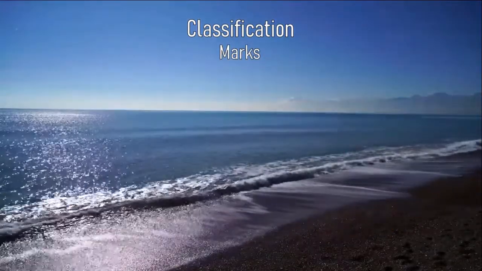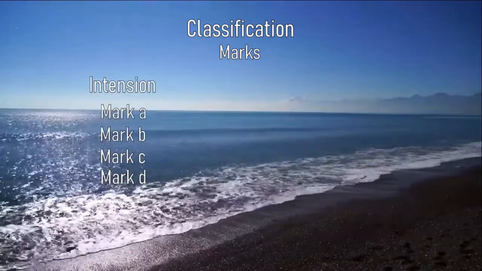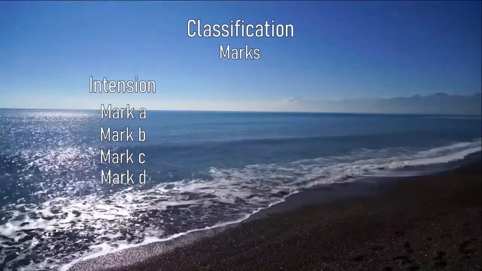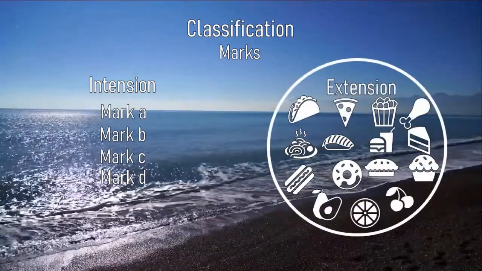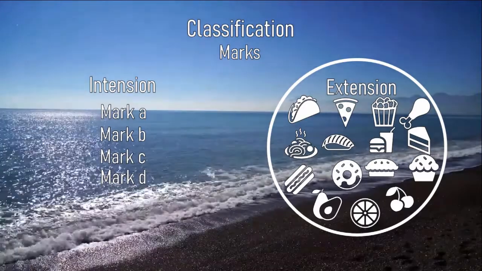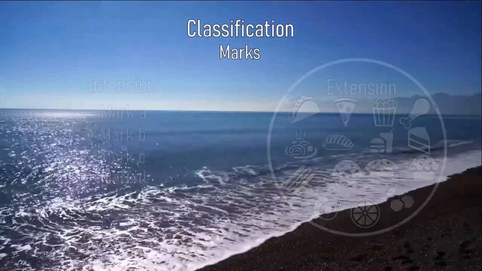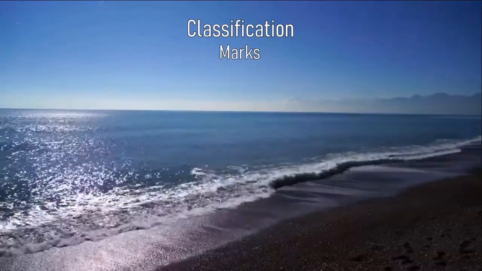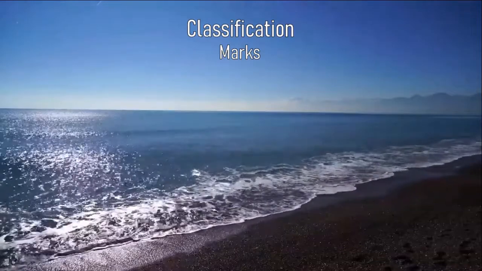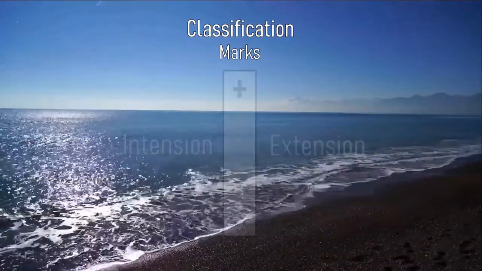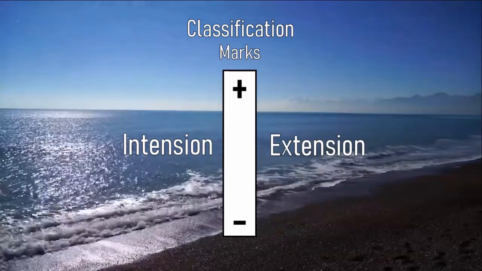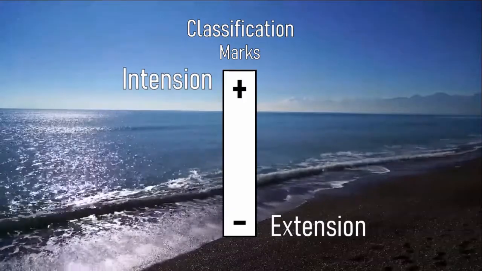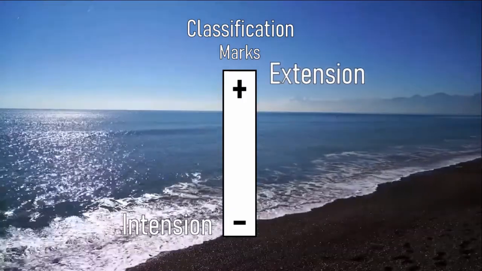Further, the amount of marks that make up a concept is designated as the concept's intension. The amount of objects admitted by the concept is designated as the concept's extension. These relate in an inverse fashion. The more marks, the fewer objects. This is a stricter concept. The fewer marks, the more objects. This is a wider concept. The former has higher intension but lower extension. The latter has lower intension but higher extension.